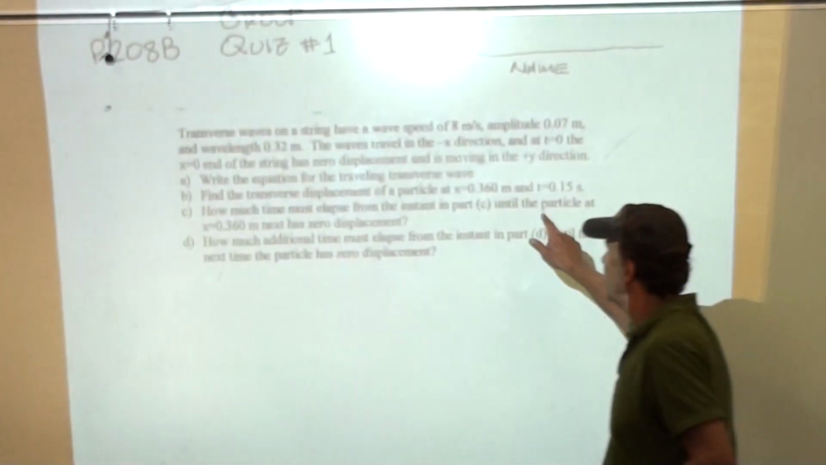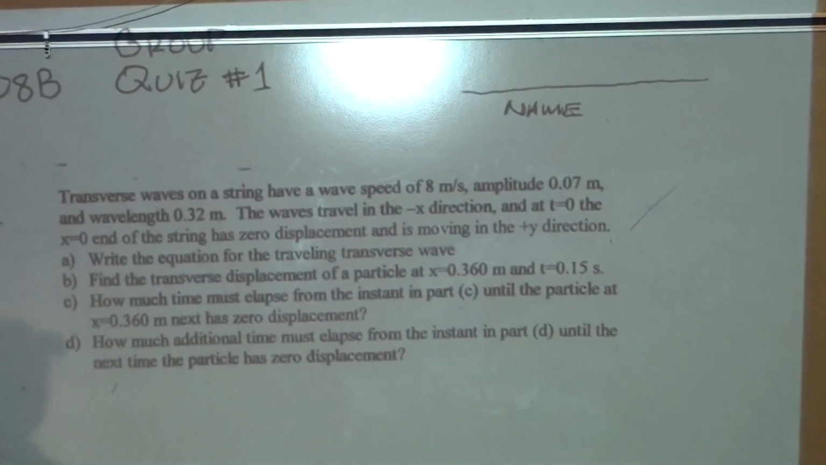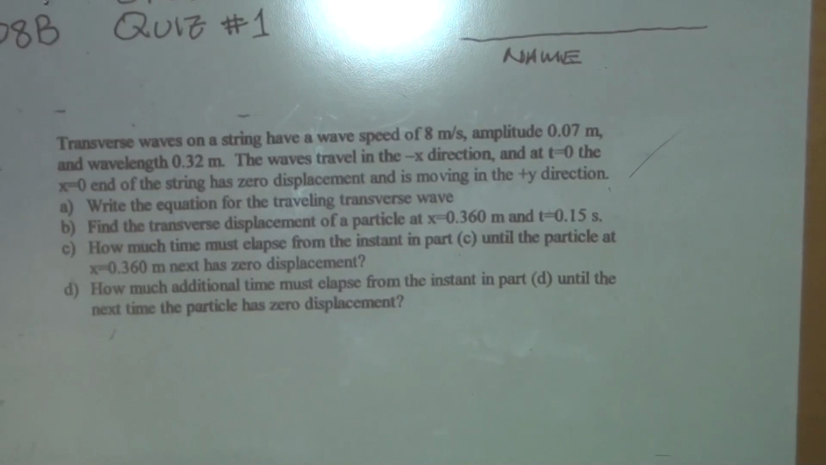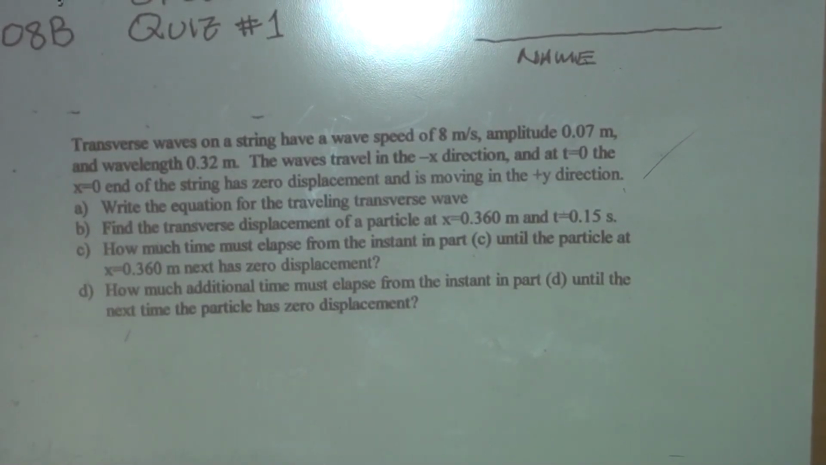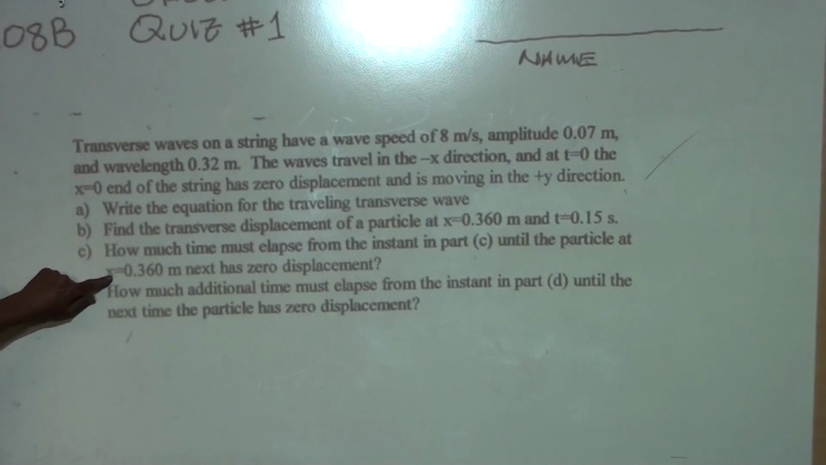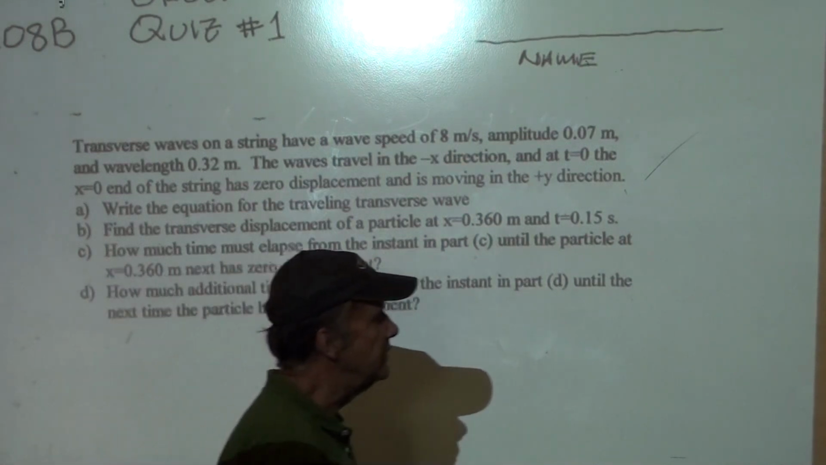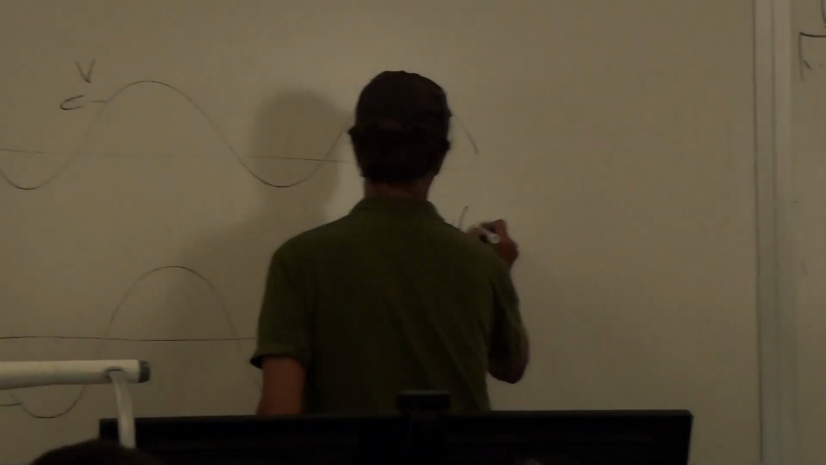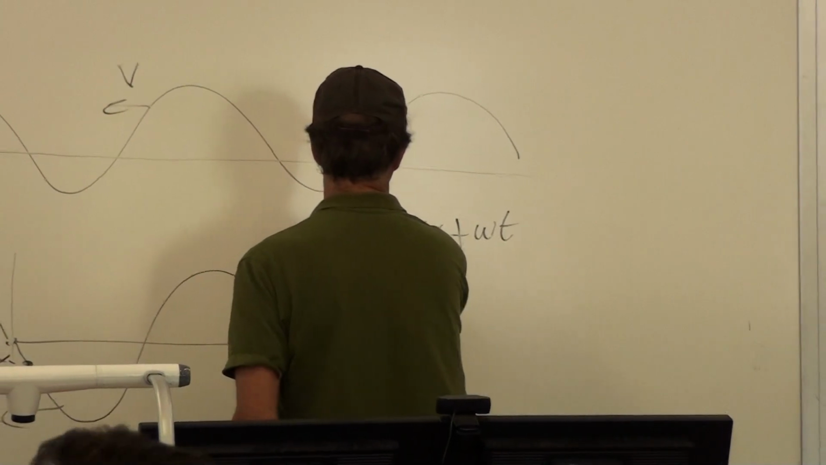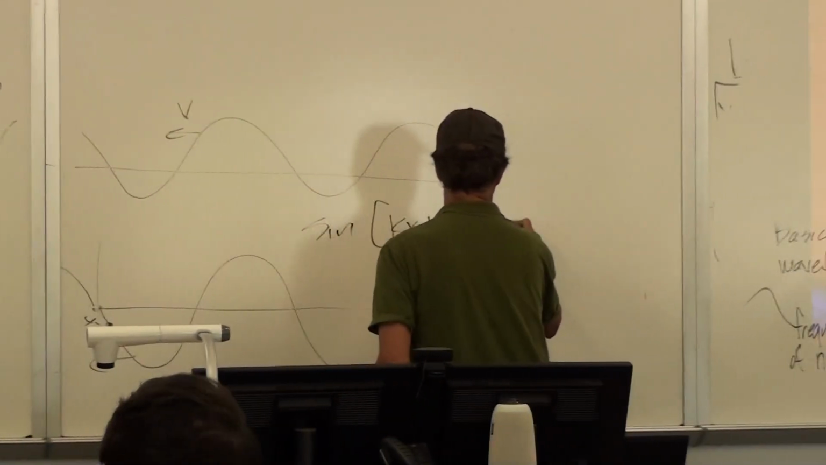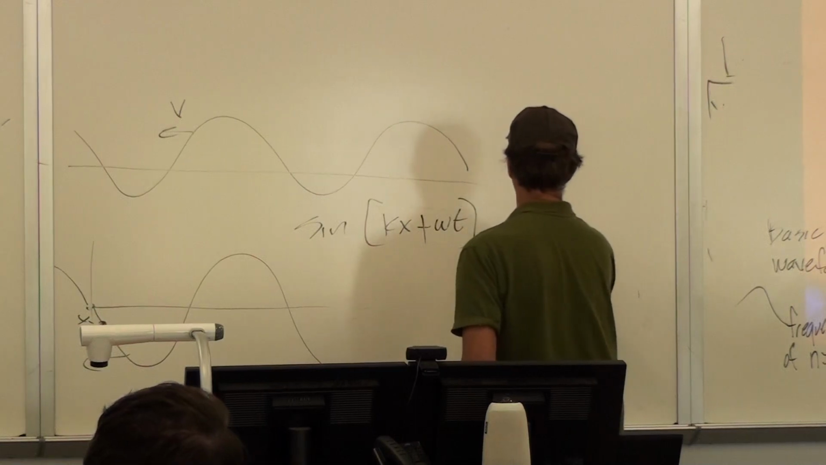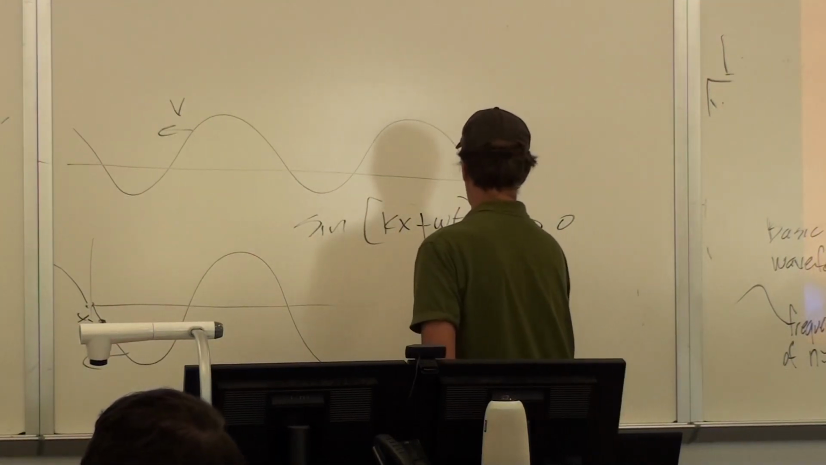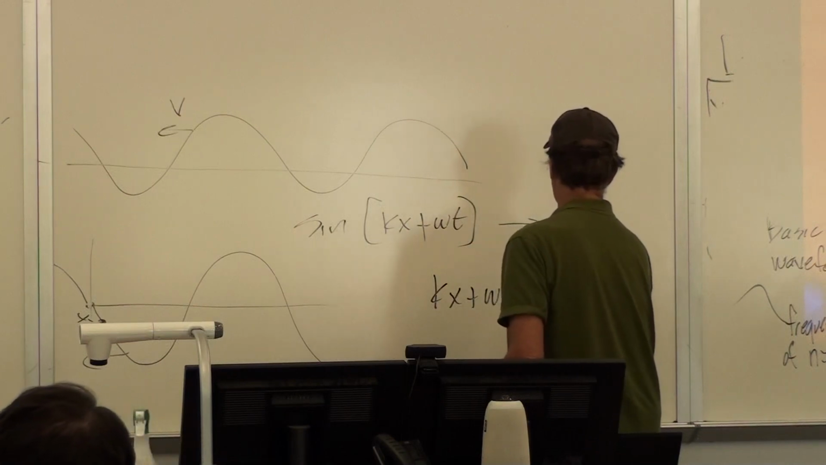And then we want to write the wave equation, and find the transverse displacement of the wave at those two different values. Then in part C, how much time elapses until the particle next has 0 displacement. That's going to be an interesting thing. What you're going to need to do here is look at the argument, and for this to be 0, that means that kx plus omega t has to be equal to what?